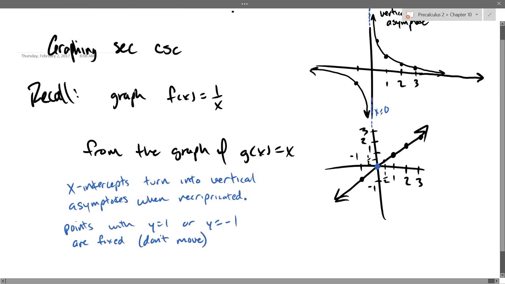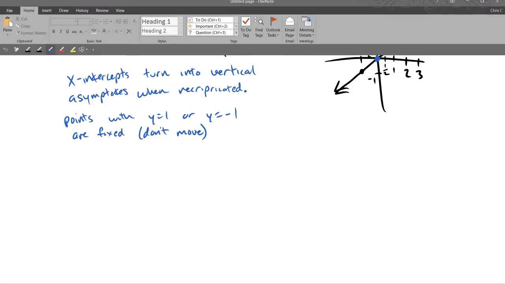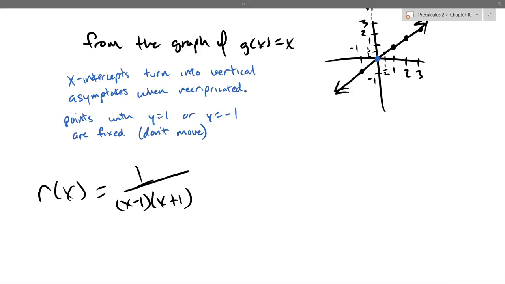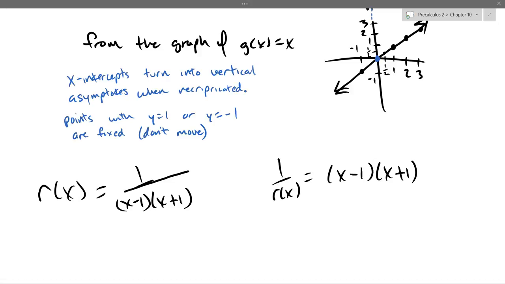You probably didn't think of the 1 over x graph as based on the x graph before. But if you remember rational functions, if I graph some rational function of x, still in blue, you know there are two vertical asymptotes, x equals 1 and x equals negative 1. Those are the two that make you divide by 0. And if I did 1 over r of x, so if I reciprocate this function, we have a polynomial. Very easy to see the two x-intercepts right there. So x-intercepts of the reciprocal function turn into vertical asymptotes.